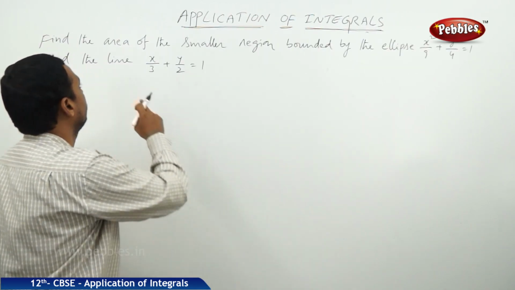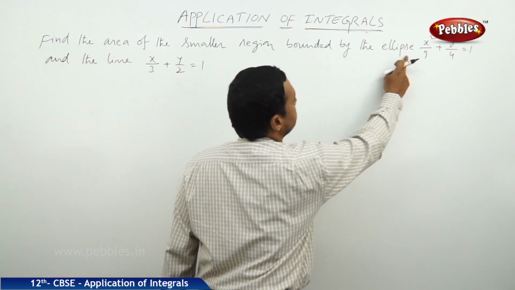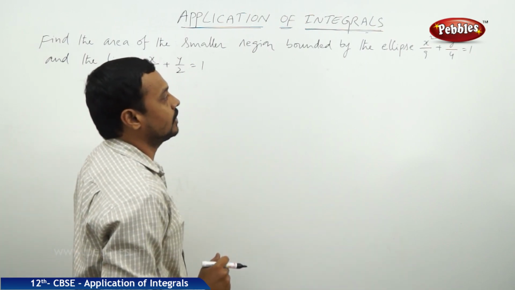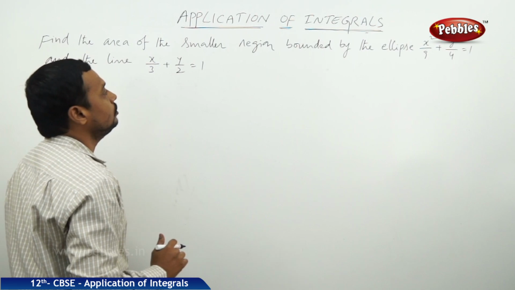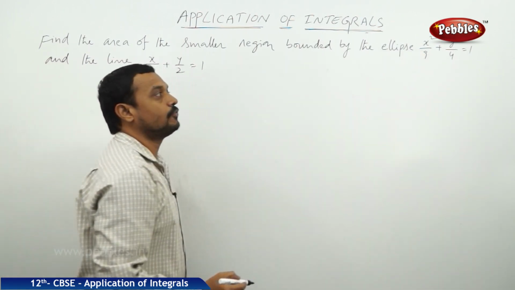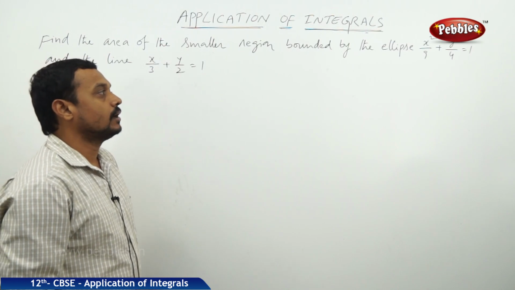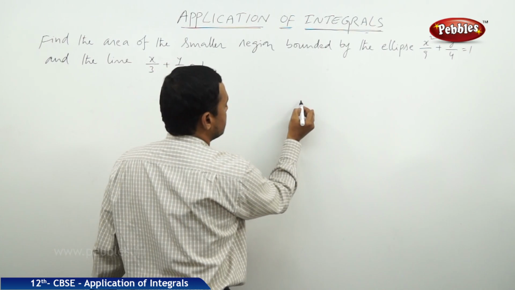Now we have one more problem. Find the area of the smaller region bounded by the ellipse x square by 9 plus y square by 4 is equal to 1 and the line x by 3 plus y by 2 is equal to 1. Here the ellipse is in standard form. x square by 9 plus y square by 4 is equal to 1. It is in standard form.